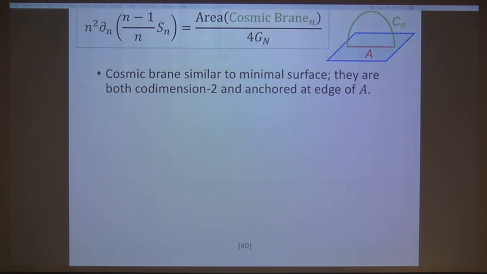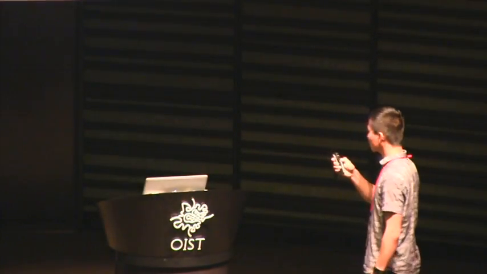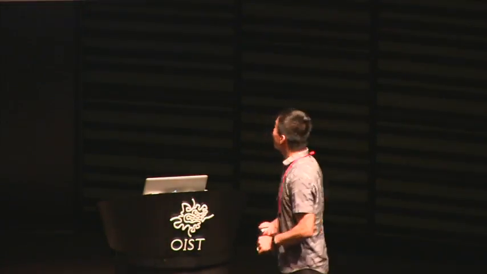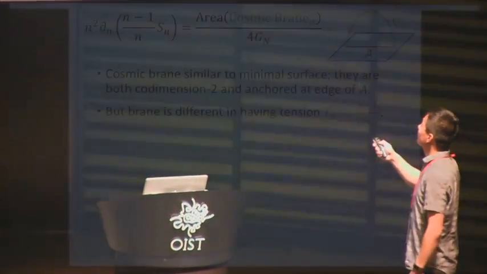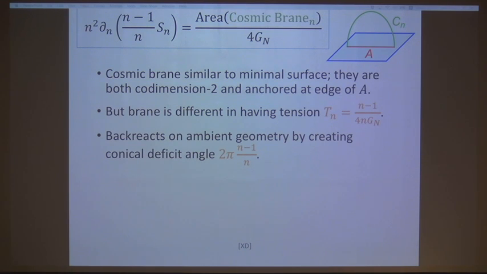So what are those cosmic branes? They are very similar to minimal surfaces. They are both codimension 2, and they are both homologous to the region under consideration, region A. But the cosmic brane is different in the sense that they have non-zero tension, and the tension is given as a function of n in this way. What it does is that the brane will back-react on the geometry and create a conical deficit. This is exactly the same conical deficit as we saw before in the derivation of the RT formula. The only thing that we do now is we don't do the final step of taking n to 1 at the end of the day.